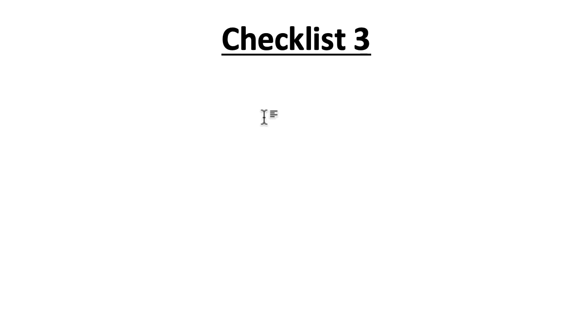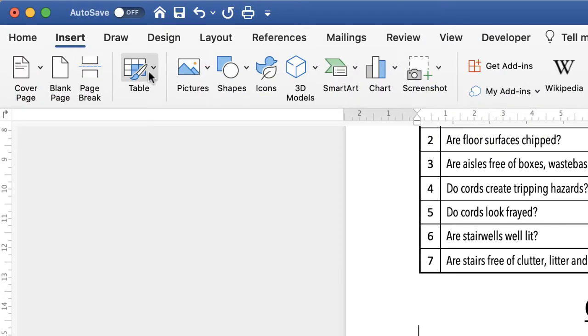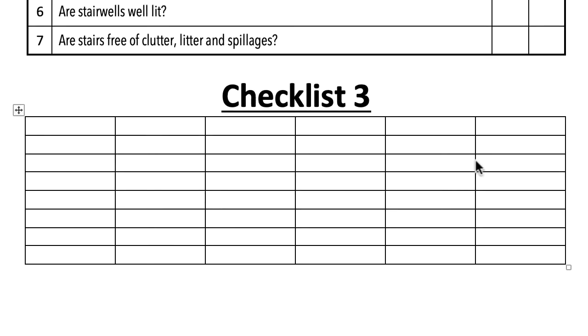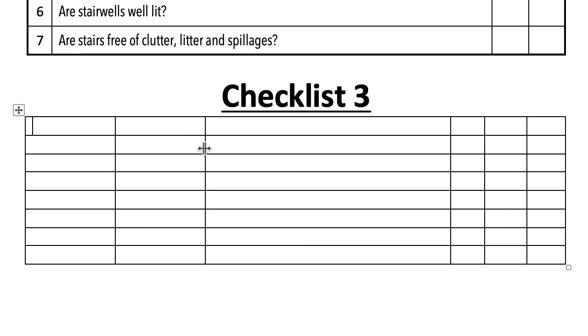So the third checklist will be finding out the frequency by which somebody experiences something. So it's very much like a medical survey or a feedback survey. So again, I'm going to go up to Insert, Table, and then I'm going to go down to 8 and along to 6. And then once again, I'm just going to move these over so I have more space for my text. And then move this over for the numbering.